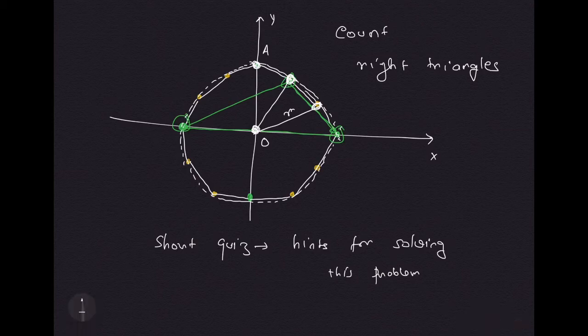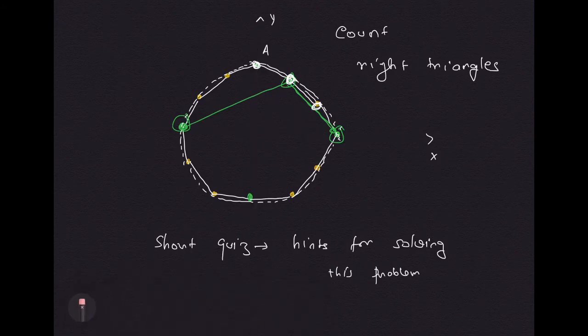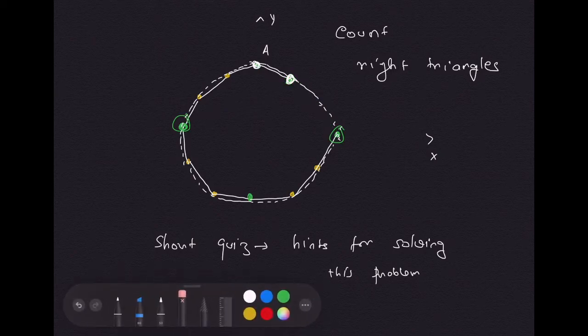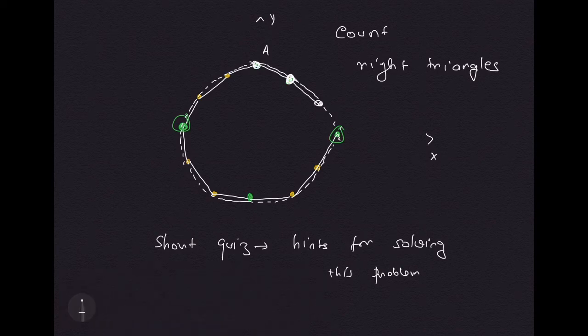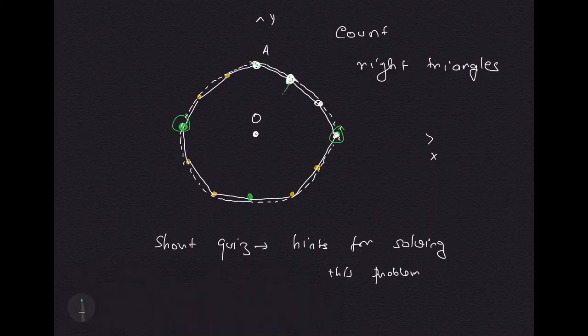Well, the clue is this: one of the sides of the right triangle must be a diameter of this circle. So maybe I can just remove the vertices and draw one more time. So this is a vertex. Okay, remove the axis, this is the center. So the question is, how to draw a right triangle? Well, as I mentioned, one of the sides of the right triangle must be a diameter of this particular circle.